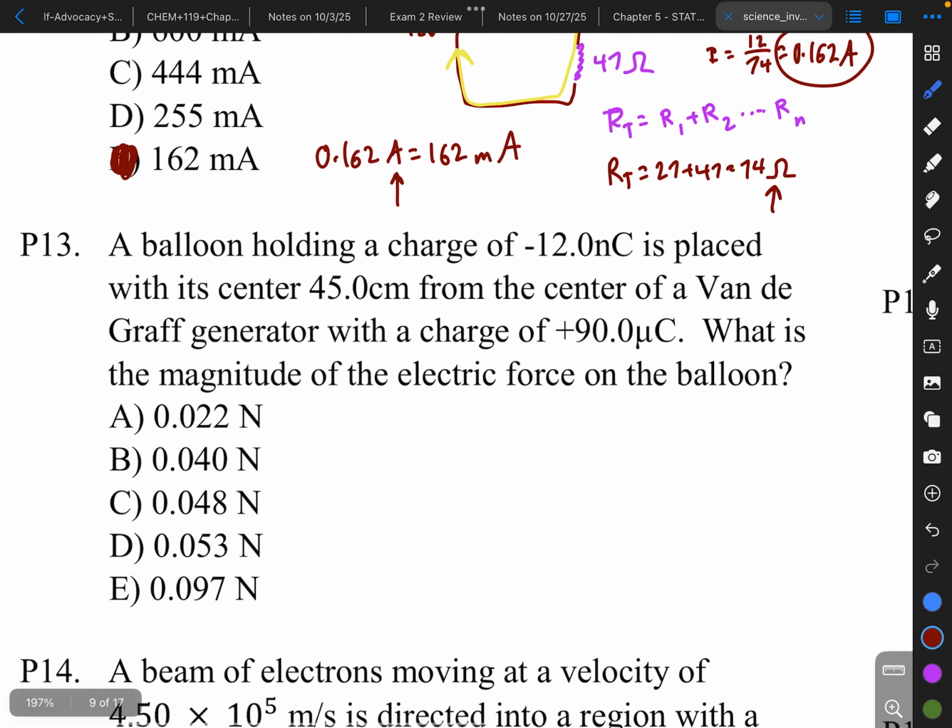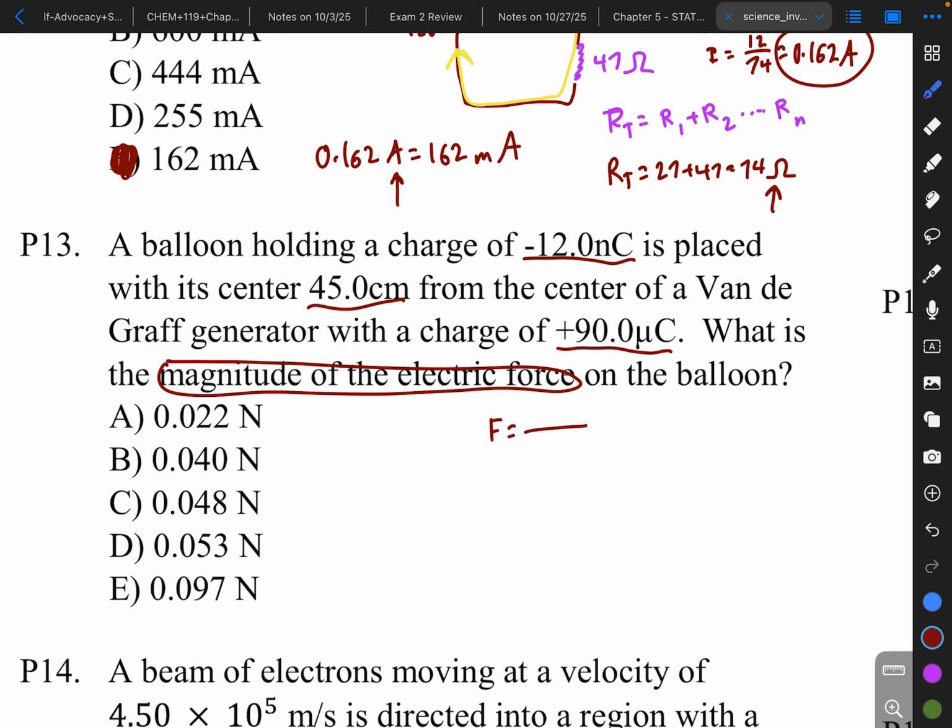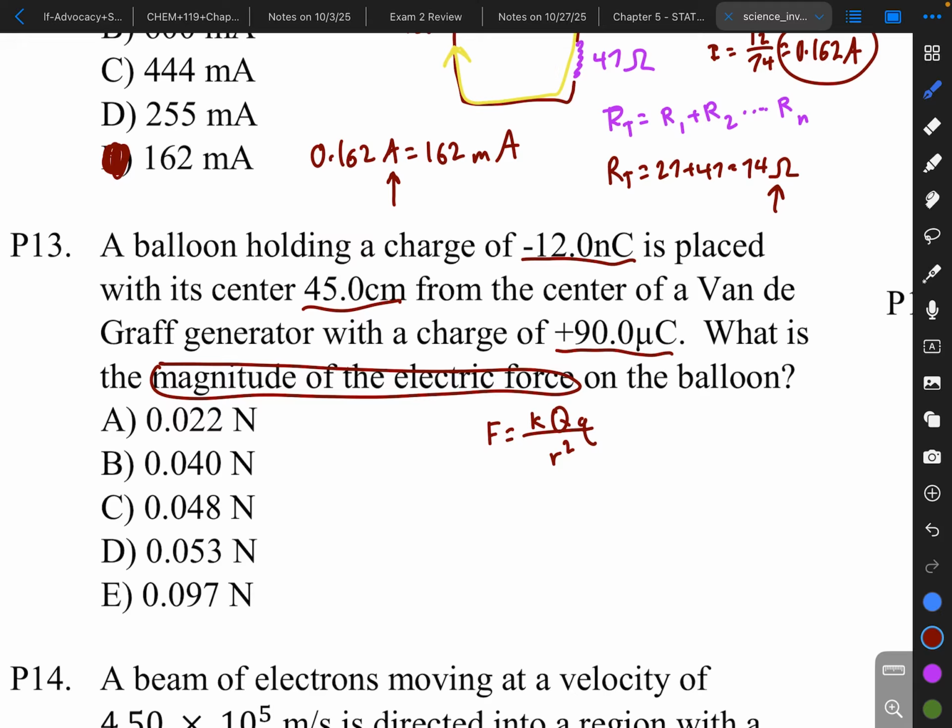For number 13, a balloon holding a charge of negative 12 nanocoulombs is placed with its center 45 centimeters from the center of a Van de Graaff generator with a charge of 90 microcoulombs. We're asked to find the magnitude of the electric force. A key equation to know is Coulomb's law, which states that force equals Coulomb's constant times the first charge times the second charge, divided by the radius squared.